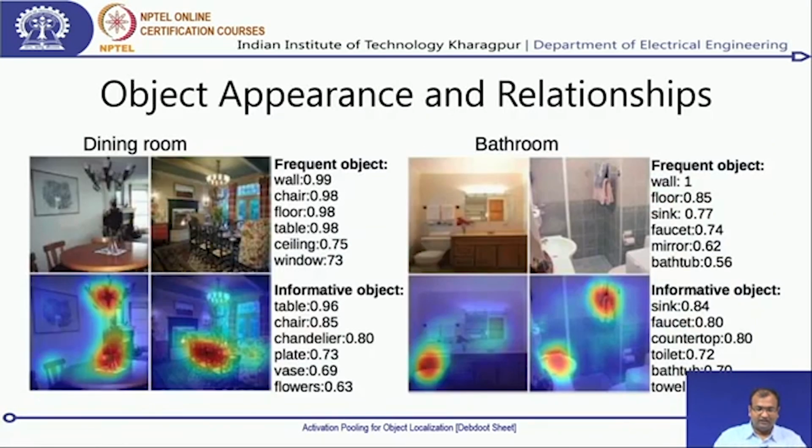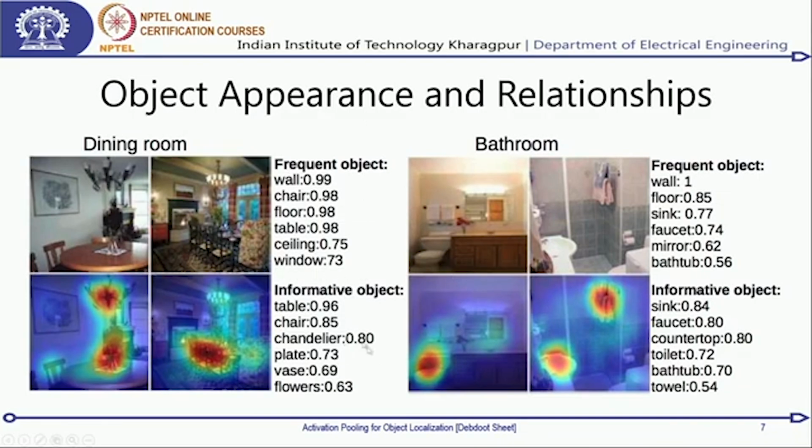Now, another interesting fact which they presented in this particular paper was about the frequency of appearance of certain objects in case of a certain kind of classification. Now, if I am trying to look into a dining room over there, what will be the frequency at which my objects are going to be present. So, wall has the highest chance, then chair, floor, ceiling, window, and these over there.